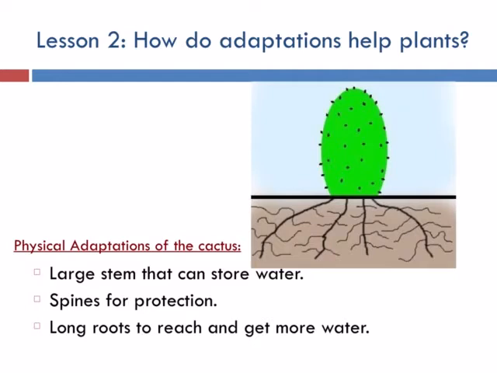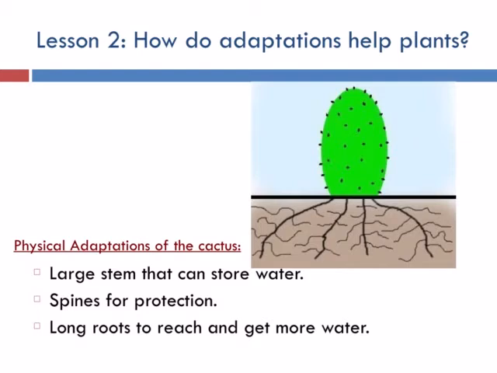In the following slides, we are going to study some examples of physical adaptations of plants. And I remind you, physical means that it's the body parts of the plants that help them stay alive. The first example is the cactus.